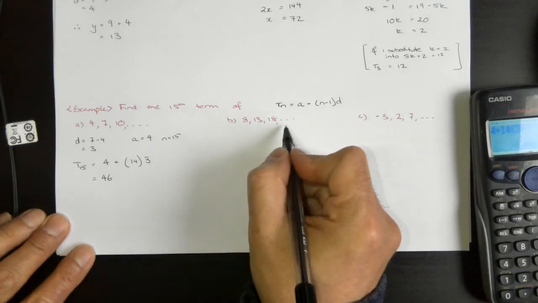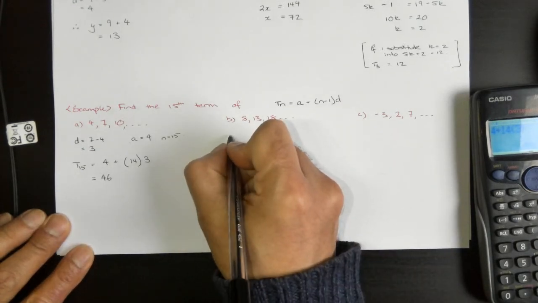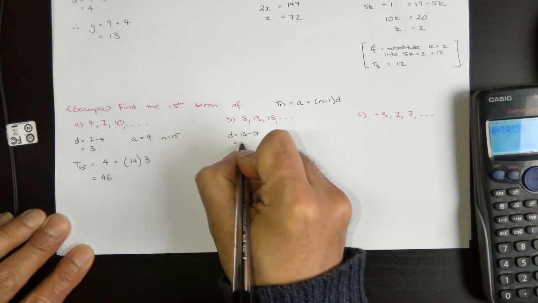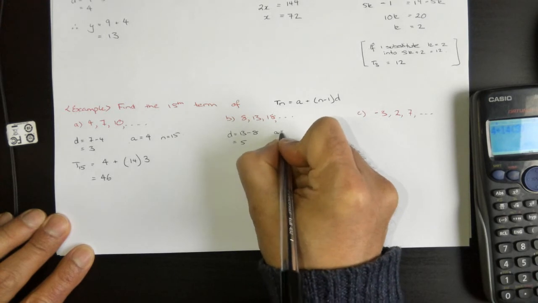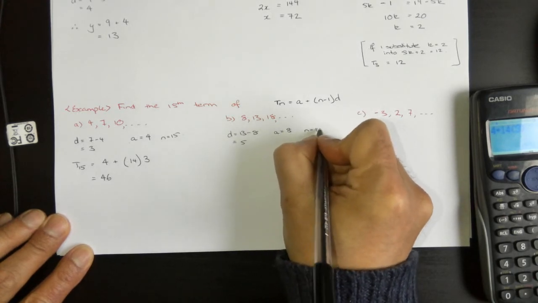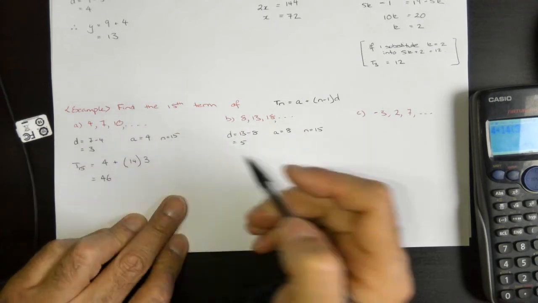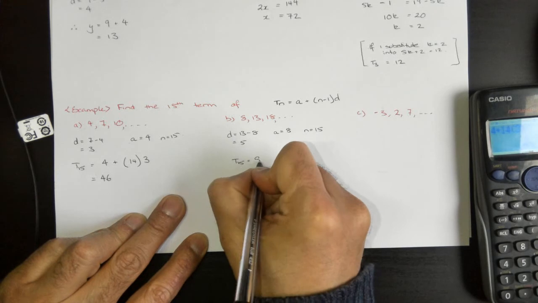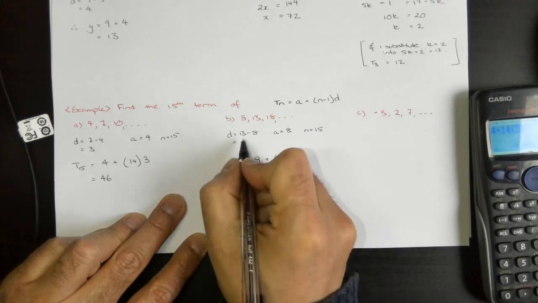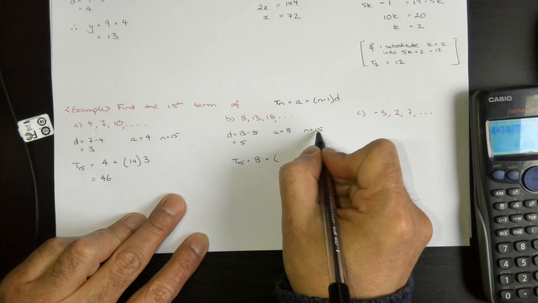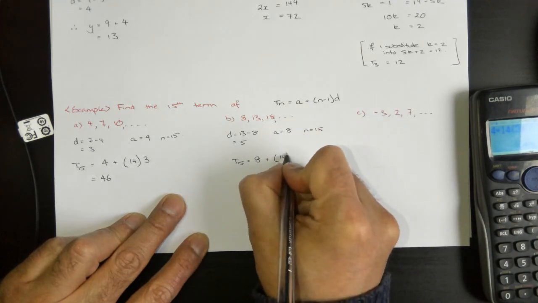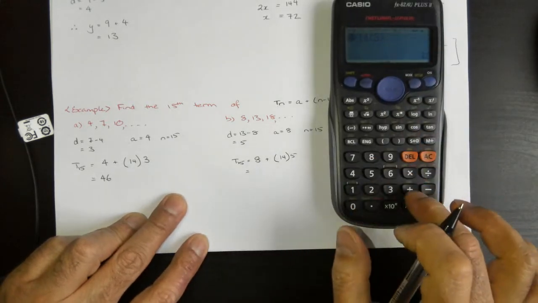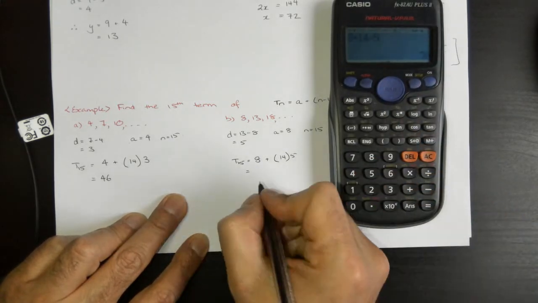Looking at this example, we're going to find the difference. The difference here is going to be 13 minus 8, which is 5. a in this situation is 8, and n is still 15. We're asking for the 15th term. So the 15th term is a plus 15 minus 1, n minus 1, which is 14, times d, which is 5. So 8 plus 14 times 5 is 78.